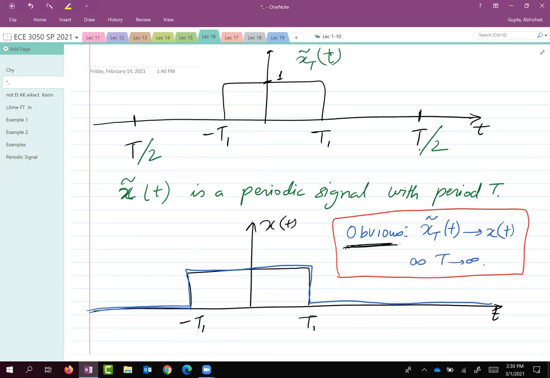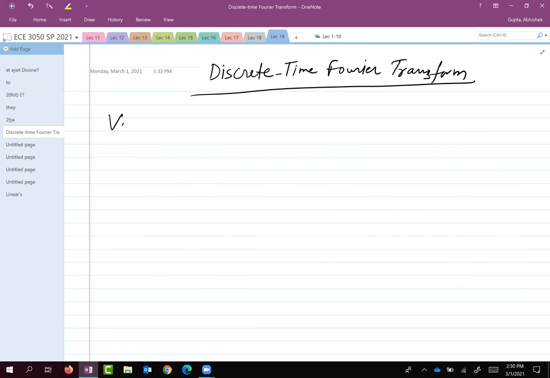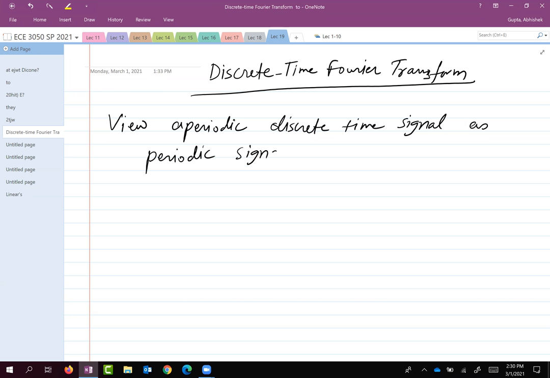This was the obvious result we had come across in our discussion of the Fourier transform. We are going to mimic exactly the same step in today's lecture for the discrete time Fourier transform. So we'll view an aperiodic signal in discrete time as a periodic signal with infinite period. So view an aperiodic discrete time signal as a periodic signal with periodicity infinity. So let's see what we get.